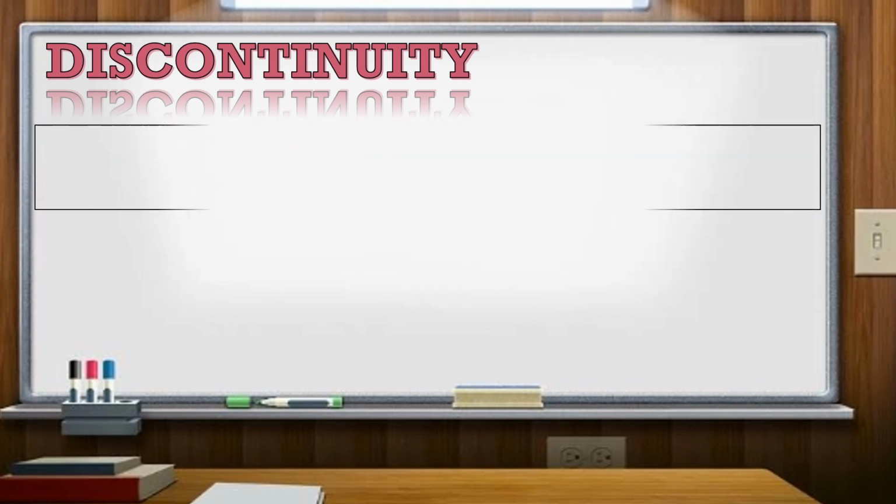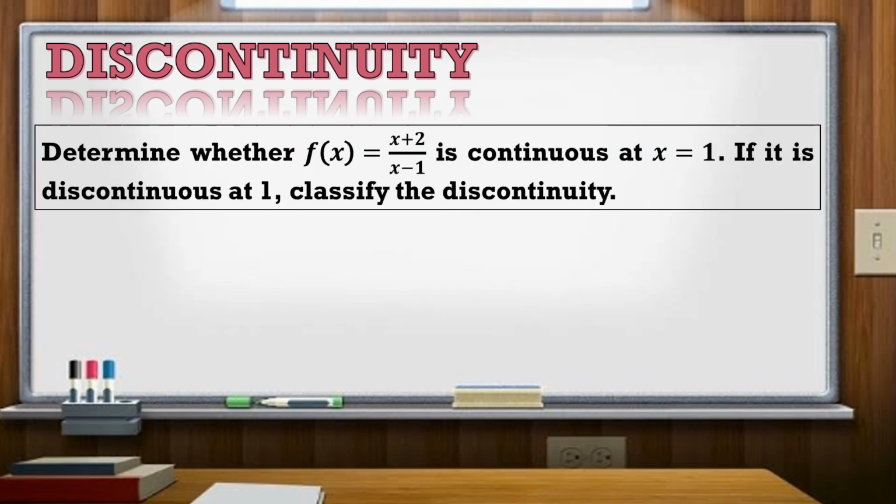Example. Determine whether your function is continuous at x is equal to 1. If it is discontinuous at 1, you need to classify the discontinuity. So, check muna natin kung continuous yung function natin at x is equal to 1. We will follow again the rules, okay? So, kunin muna natin yung limit nito, okay? So, by direct substitution muna, malalaman natin kung continuous or not na.